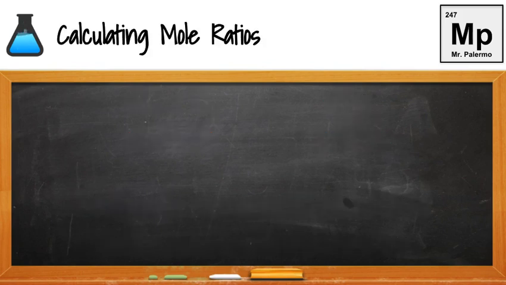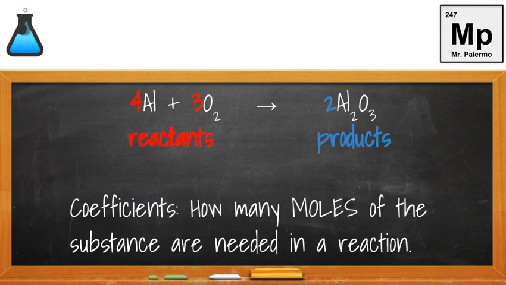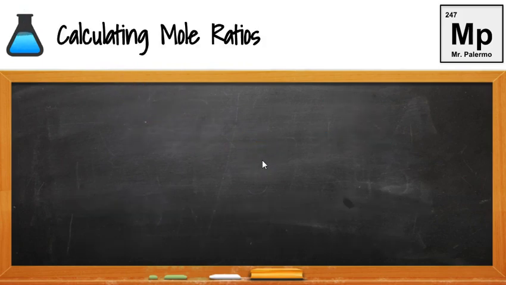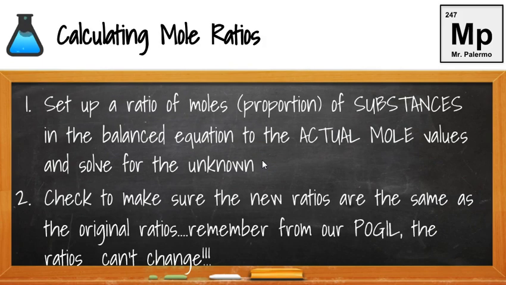So how do we calculate mole ratios if we want to change that recipe? If, for example, I don't want to make 2 moles of my product, I only want 1 mole. Or what happens if I only have 1.5 moles of aluminum? We can set up a mole ratio. So the first thing you do is set up a ratio of moles, a proportion of substances in the balanced equation to the actual values they give you, and then we're going to solve for the unknown. And it's important at the end to make sure that the new ratios are the same as the original ratios. If you remember from class, our POGL, the ratios cannot change.